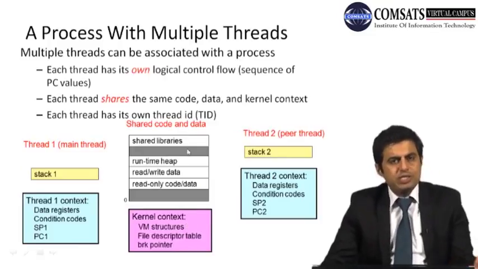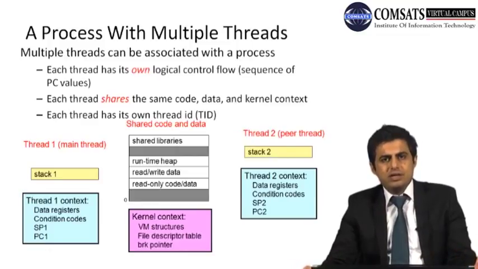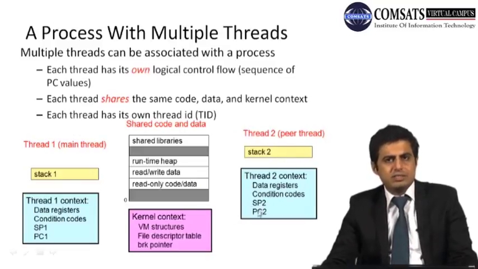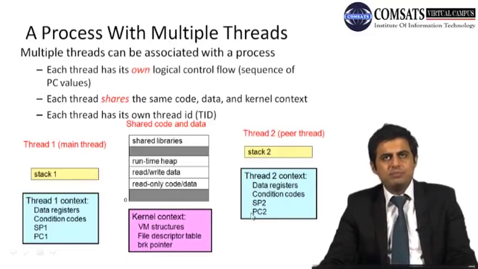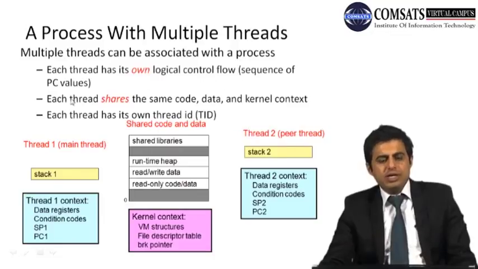So if you look at this picture and just imagine if you have got 10 threads, so what is going to happen is that all these 10 threads will have their own context and they will have their own data. Okay, so data registers, there will be own SPs, there will be own PCs, and condition codes as well, and they will be sharing this shared data and they will also be sharing the kernel as well. So each thread has its own logical control flow. Each thread shares the same code, data and kernel context, and each thread has its own thread ID.